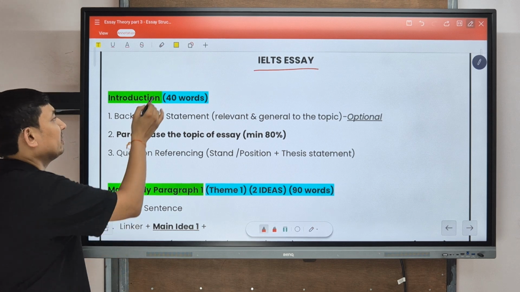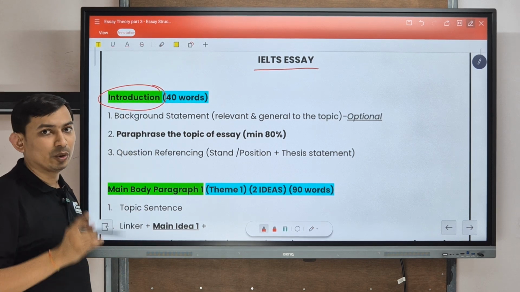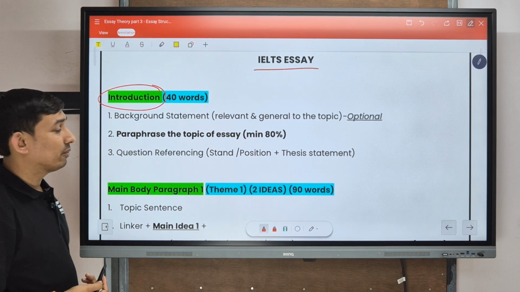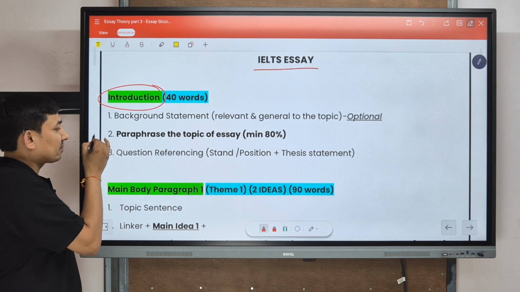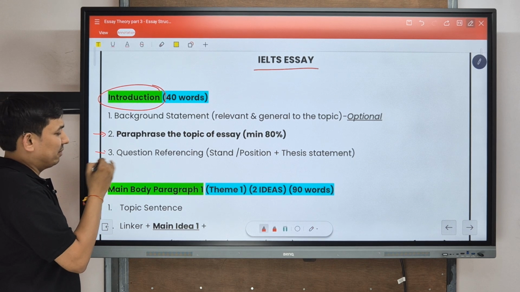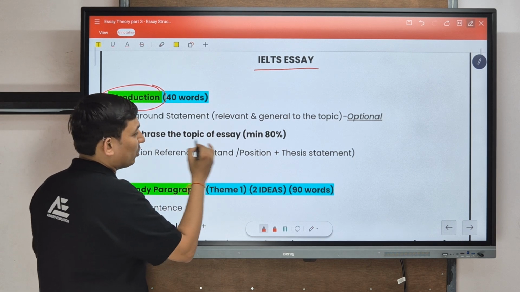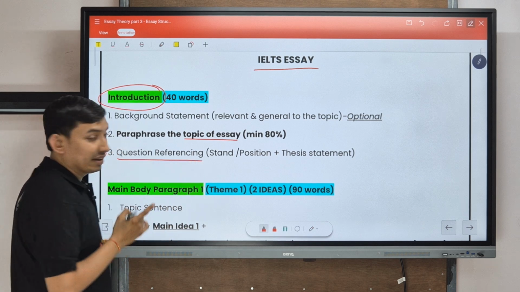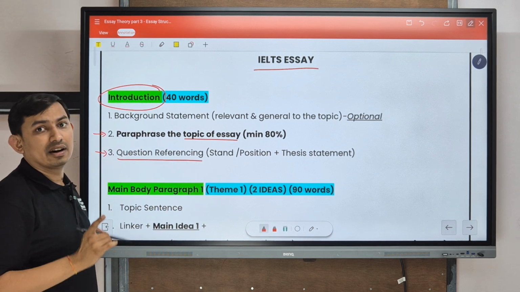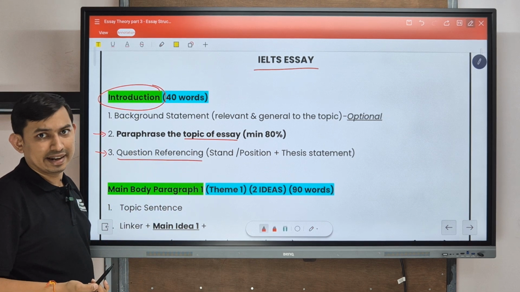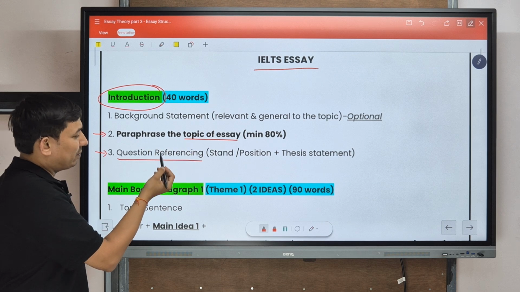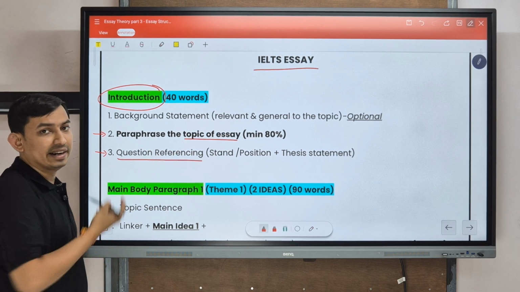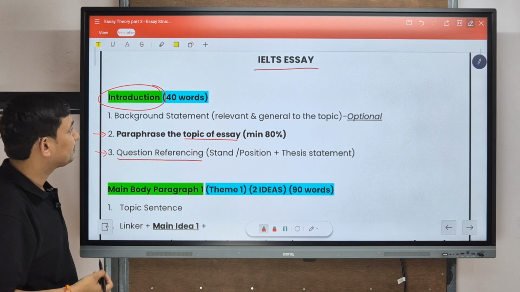Clear? Now we are going to see the IELTS essay. In IELTS essay, the first paragraph is always related to introduction. In introduction, what do you have to do? First, ignore the first part. Focus on paraphrasing the essay topic and question referencing. We have seen that in normal basic informal essay writing, right? So topic of essay and question referencing. Here it is clearly written. Now see step by step.